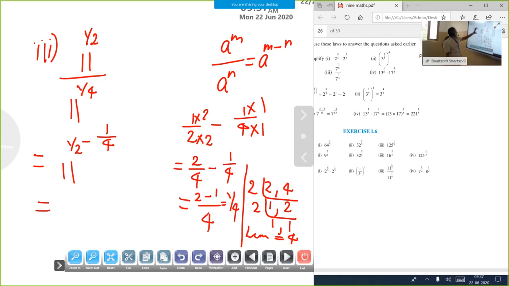When you solve 1 by 2 minus 1 by 4, first you find the LCM of 2 and 4. The LCM of 2 and 4 is 4 itself. Make the denominator 4, so you multiply with 2, numerator also with 2. Here with 1, numerator also with 1. So the number becomes 2 by 4 minus 1 by 4. Write only one denominator and subtract the numerators. The answer is 1 by 4. Here we can write 11 raised to the value of 1 by 2 minus 1 by 4, which is 1 by 4. So this is our answer, 11 raised to 1 by 4.